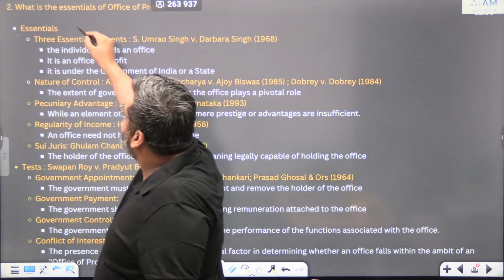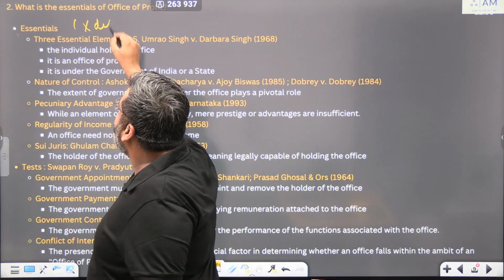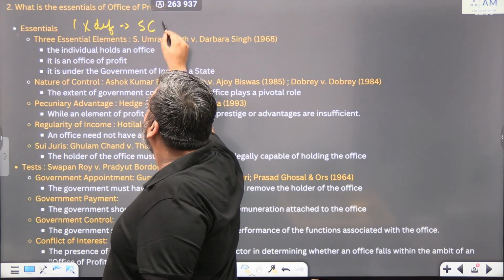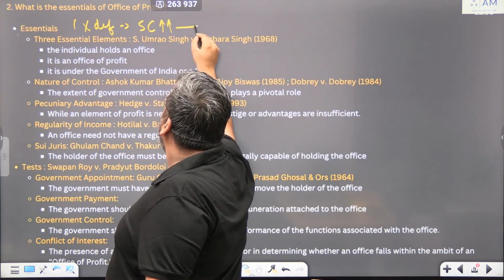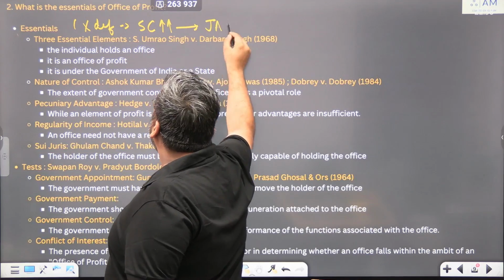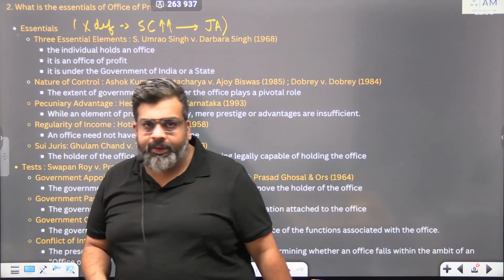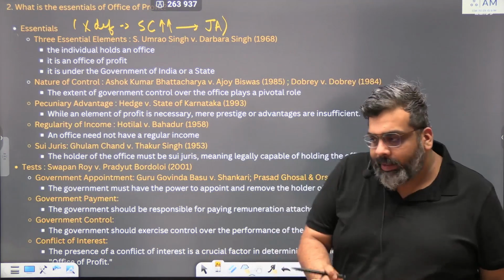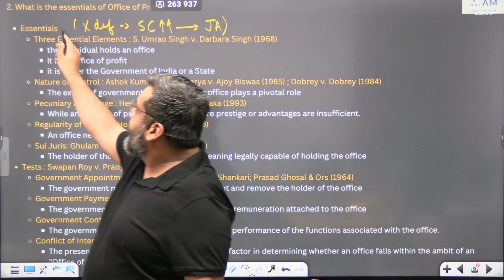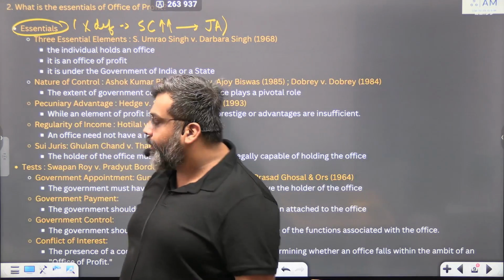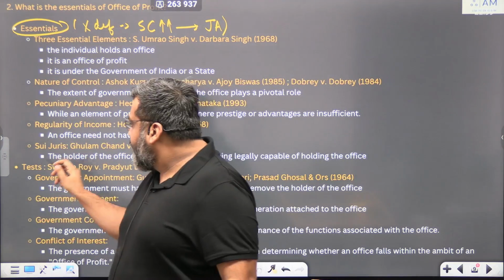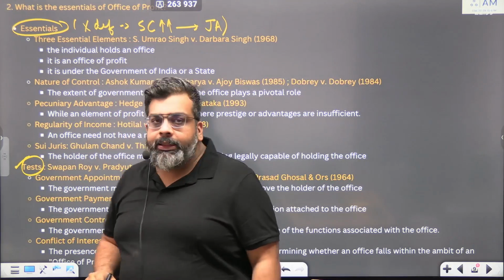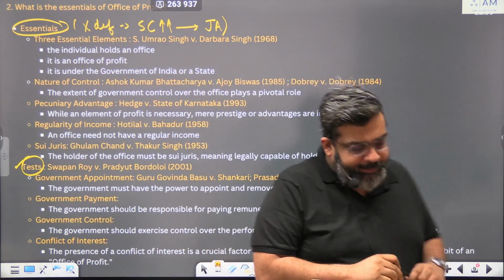Because office of profit has not been defined, the role of the Supreme Court shoots up, and therefore this can be used as an example of judicial activism. Now, there are two parts to this. First, what are the essentials of office of profit? And two, what are the tests to determine what is office of profit.